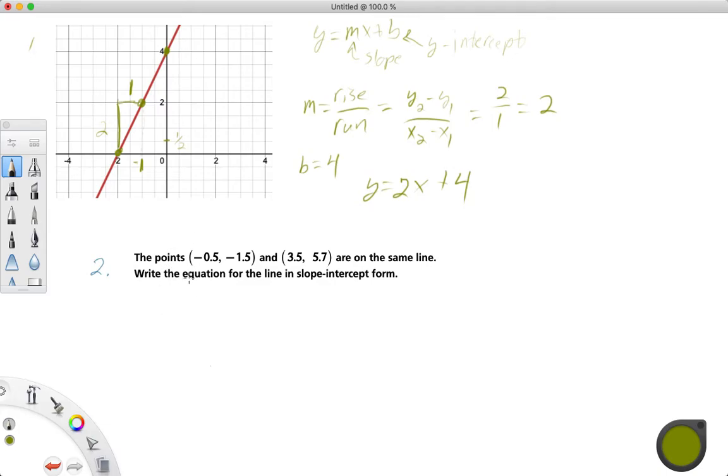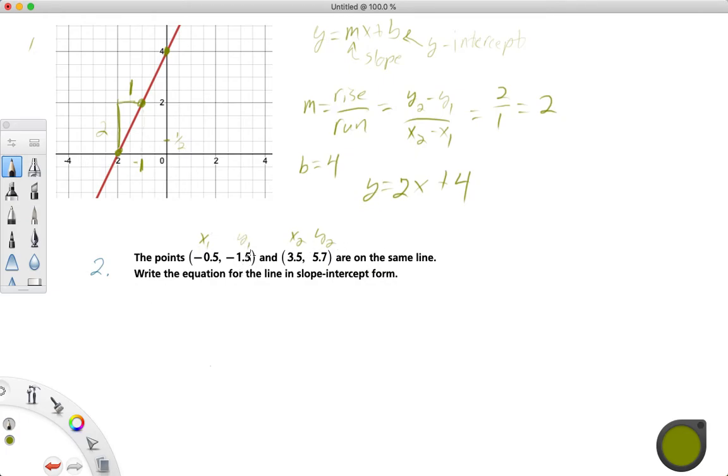Okay, the second one, we don't have a graph to look at. The numbers are not so pretty, but we're going to do the same process. We're going to find our slope first, because we have this set. So we'll just call this x1, y1. Remember, the x's and the y's have to go together. x is always your first number. x2, y2, and y is always your second number.